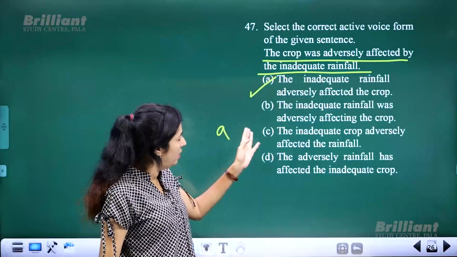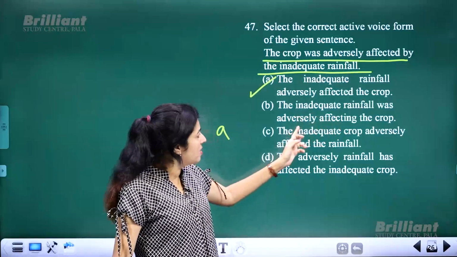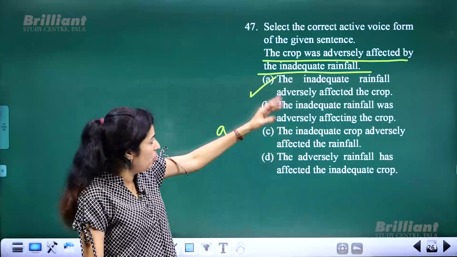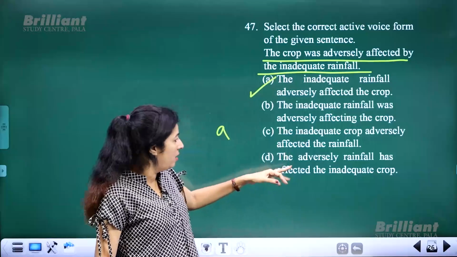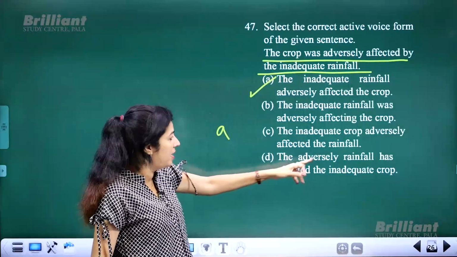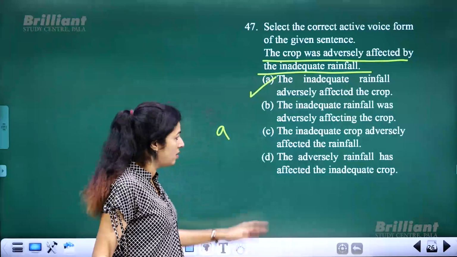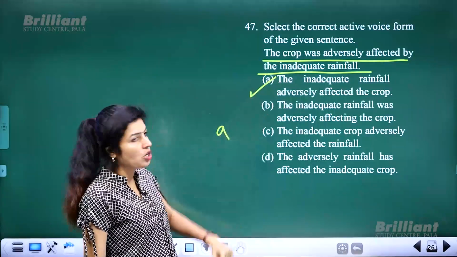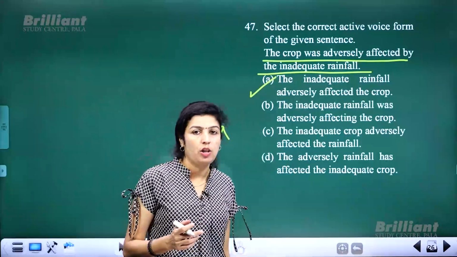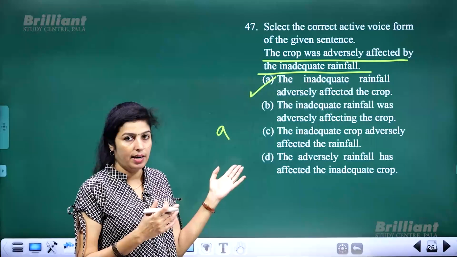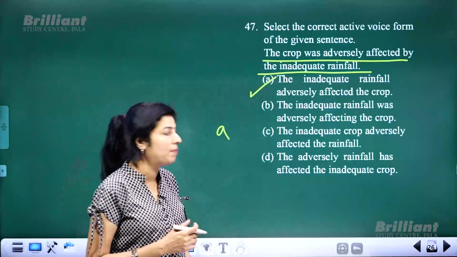What about the second one? The inadequate rainfall was adversely affecting the crop. You cannot change the tense. So these options cannot be taken. It's the first option. Anyways, when we try to convert without using the options, we got it in the correct way. Exactly the same option is given as option number A. Okay.